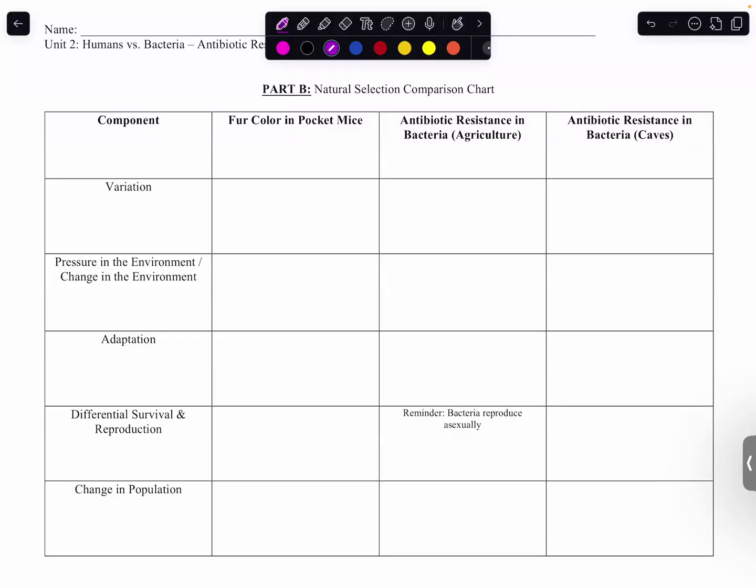We just want to compare, right? In the rock pocket mice, what were our two variations? Well, our two variations were in fur color specifically, light colored and dark colored. Those were our two variations, right? We had a mutation that caused some of them to be dark colored.